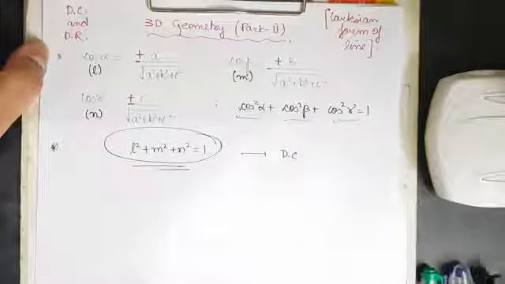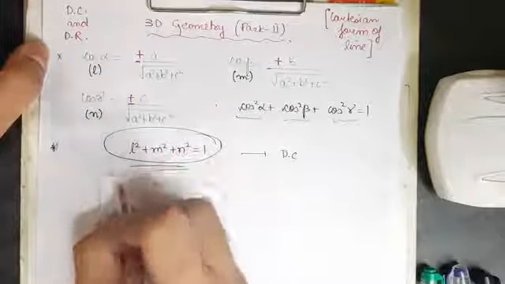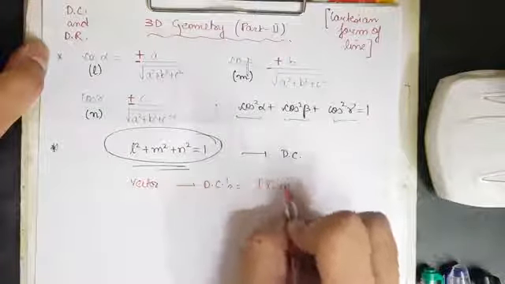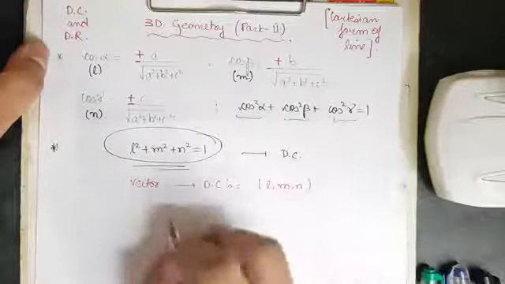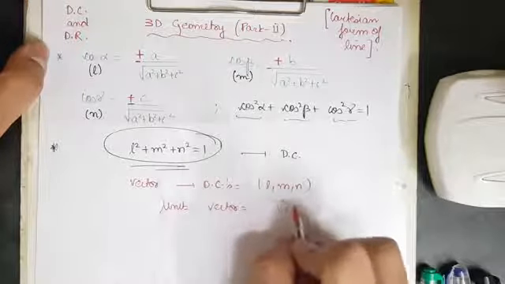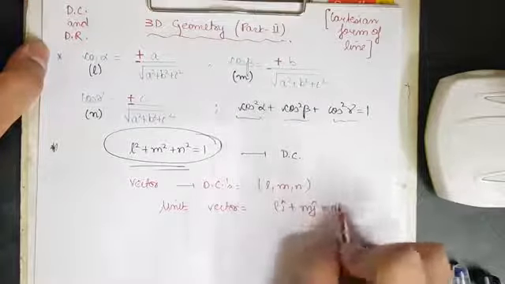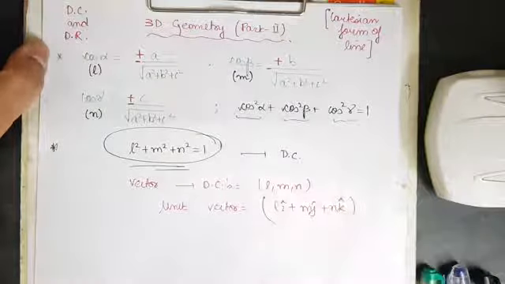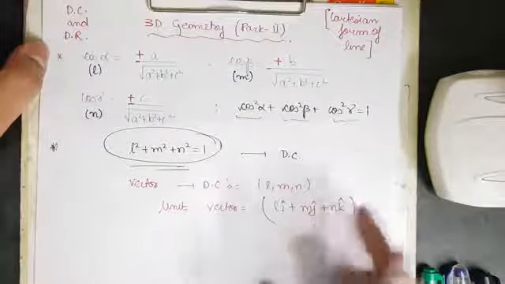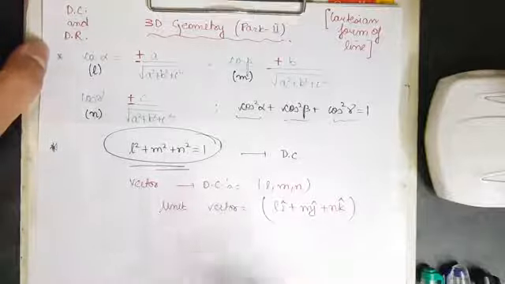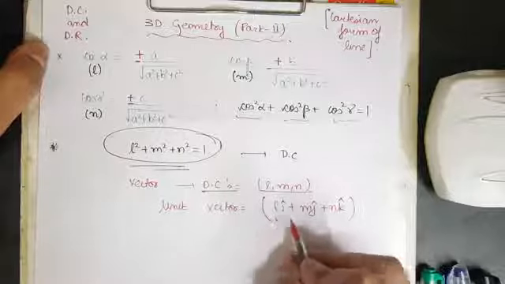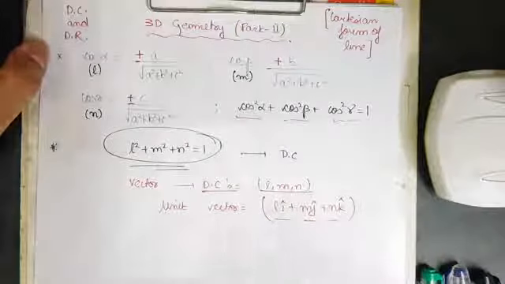What I mean to say here is that if we have any vector which has the direction cosines as L, M and N, then the unit vector along that direction can be written as L i cap plus M j cap plus N k cap. Why is it a unit vector? Because the magnitude of this, under root L square plus M square plus N square, will be equal to 1. Thus this is a unit vector. So if we have been given any DCs, the unit vector along that direction will be given as L i cap plus M j cap plus N k cap.